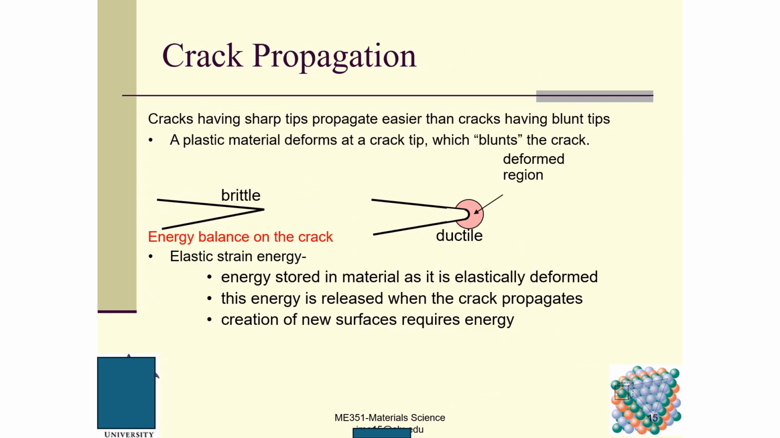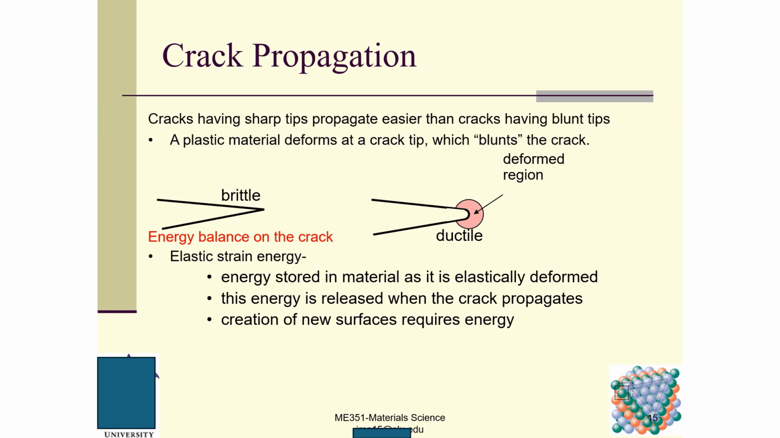And then we talk about crack propagation. Cracks having sharp tips propagate more easily than cracks having blunt tips. Right? So these are sharp tips, these are blunt tips. A plastic material deforms at the crack tip, which blunts the crack and makes the angle dull. But for a brittle material with a sharp angle, as the crack grows, it goes very, very fast.